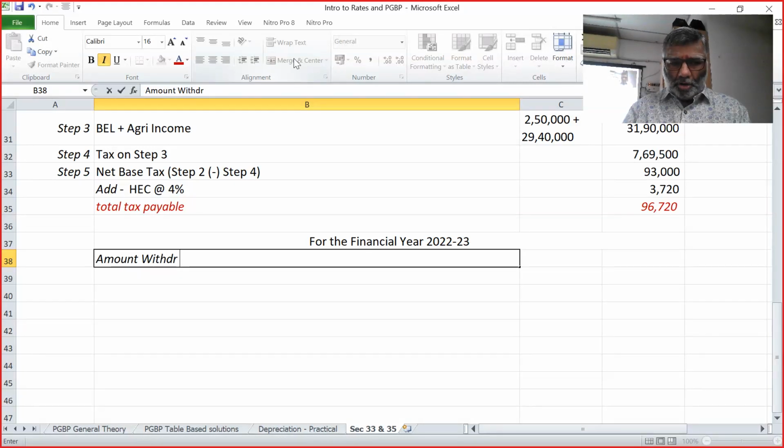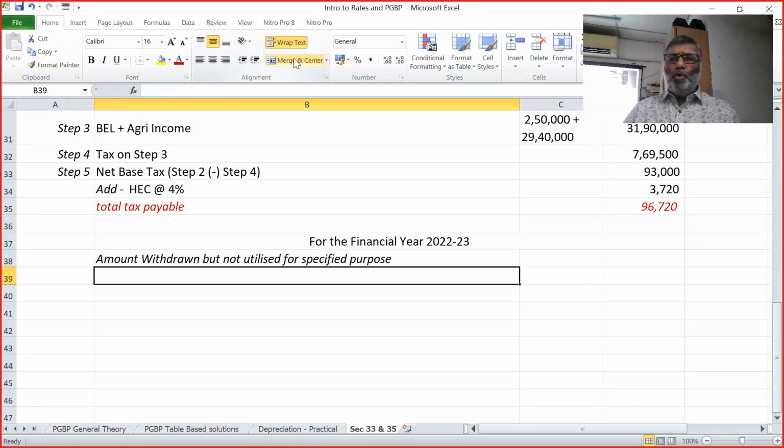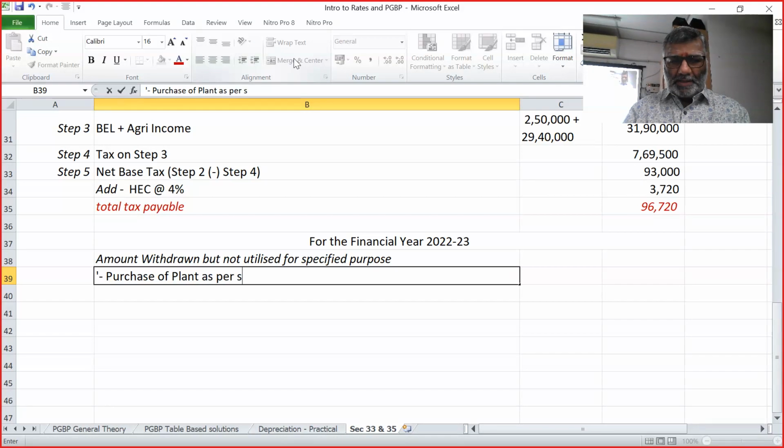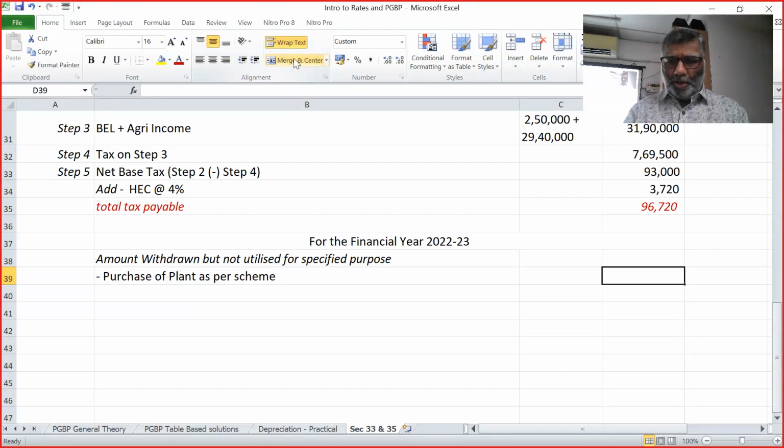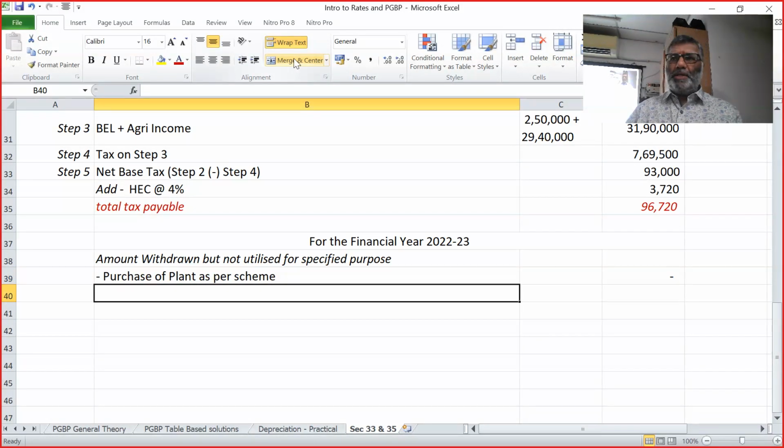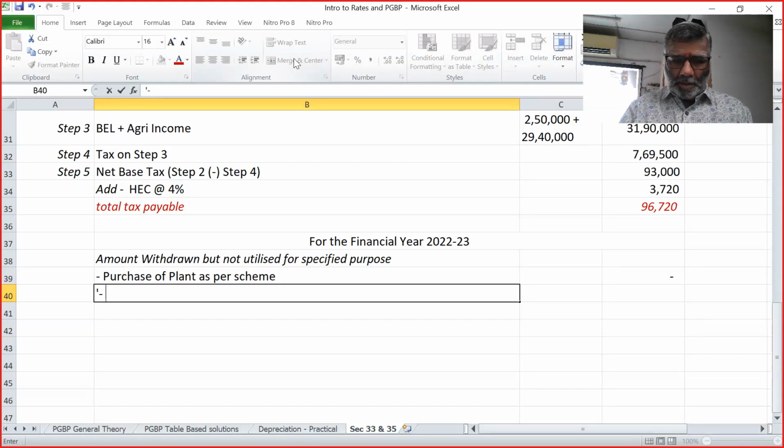Amount withdrawn but not utilized for the specified purpose. Amount withdrawn but not used for the specified purpose. Purchase of plant as per scheme, nothing is taxable. You have used it for the specified purpose only.